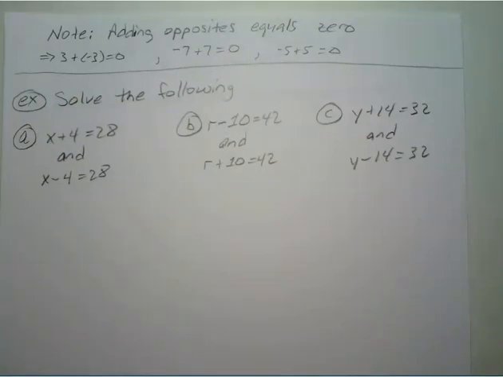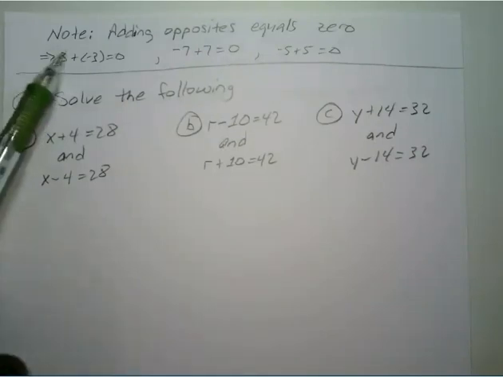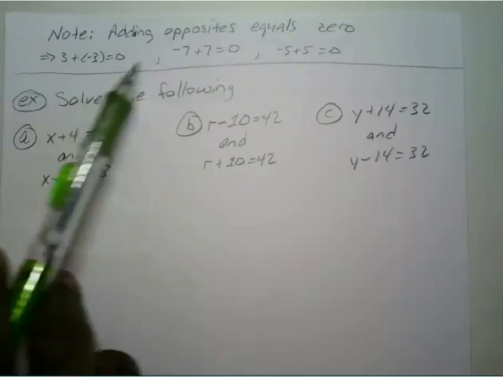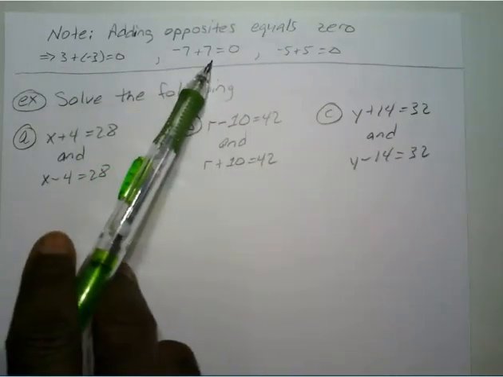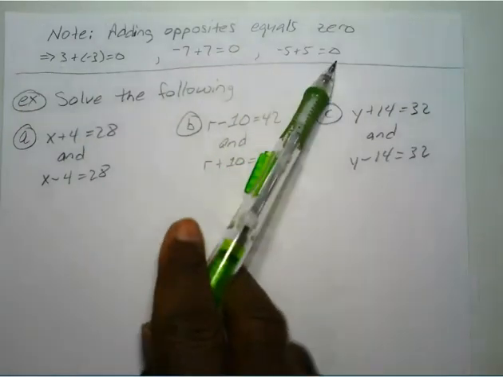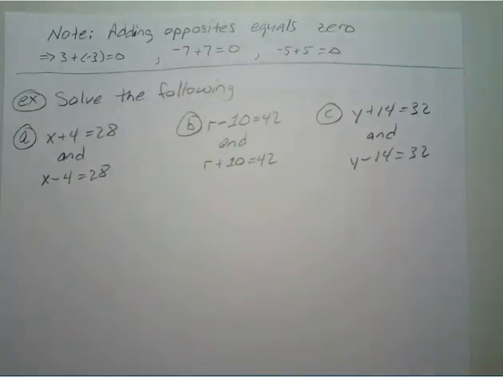Now, also, I want you to note that integer opposites add up to 0. So if you have 3 plus a negative 3, that's going to be 0. If you have negative 7 plus a positive 7, that's going to be 0. If you have a negative 5 plus a 5, that's going to be 0. That will always come into play when solving linear equations.